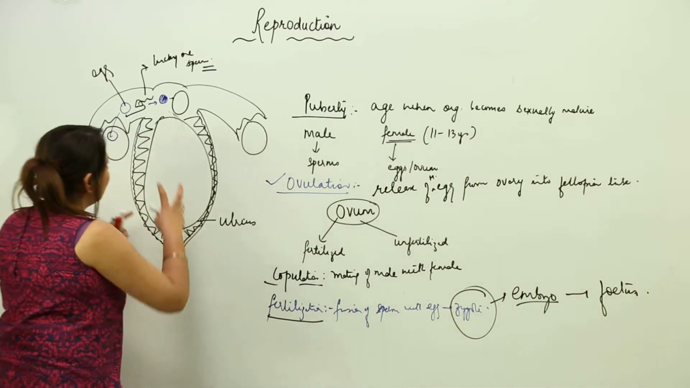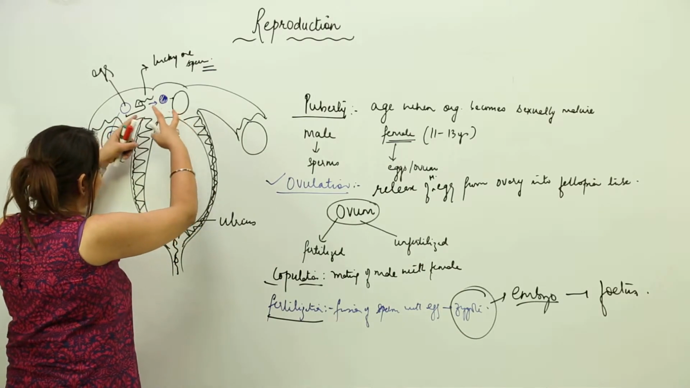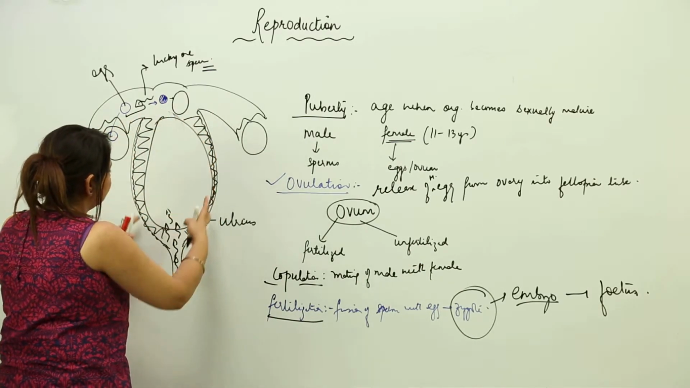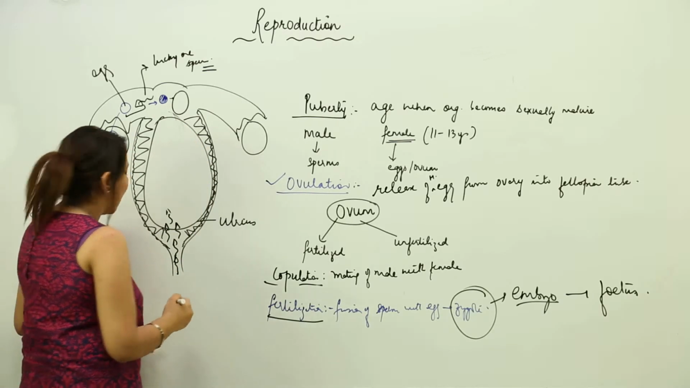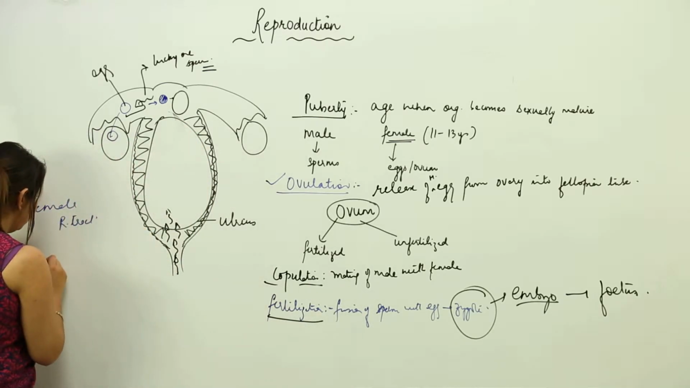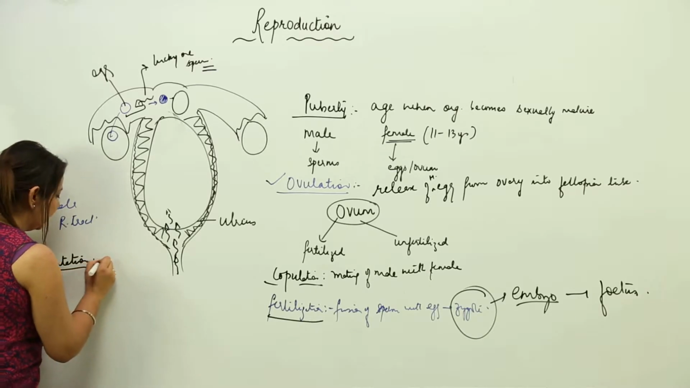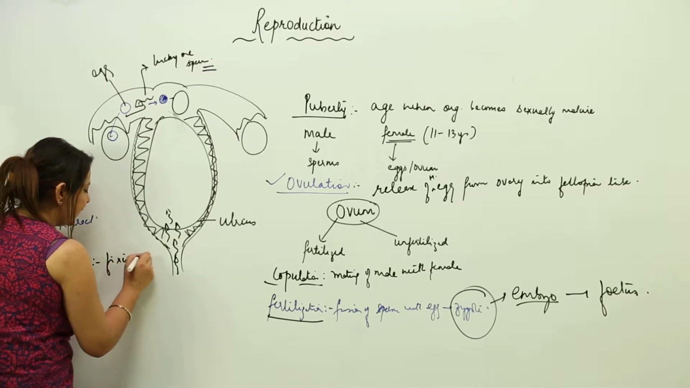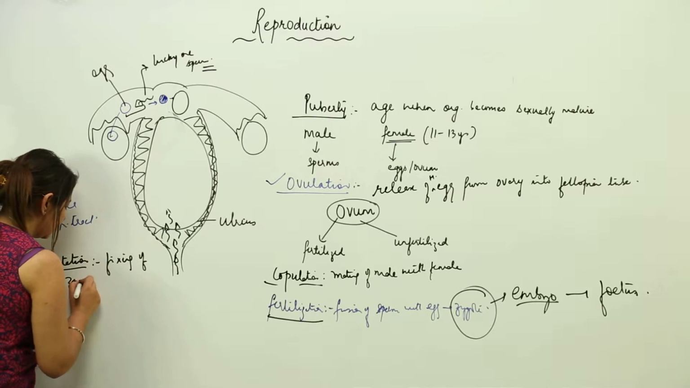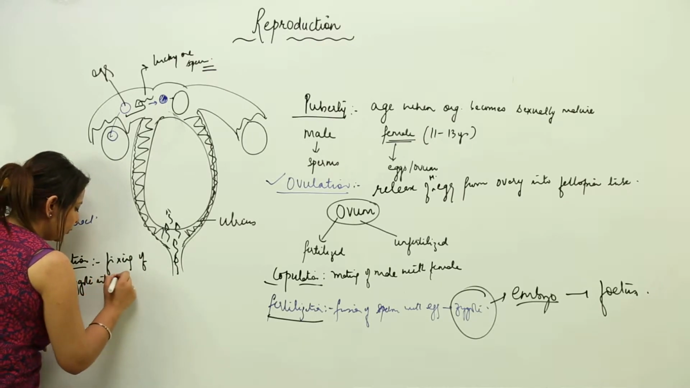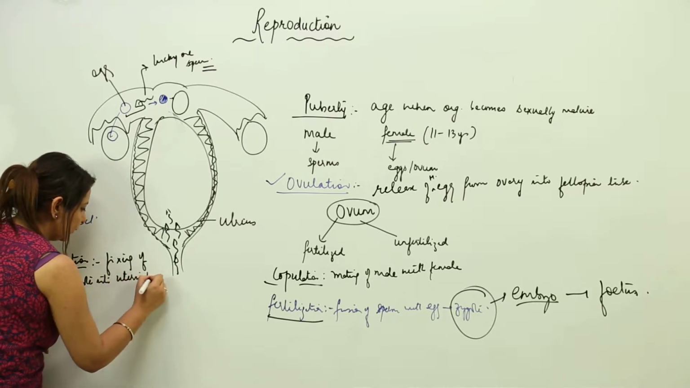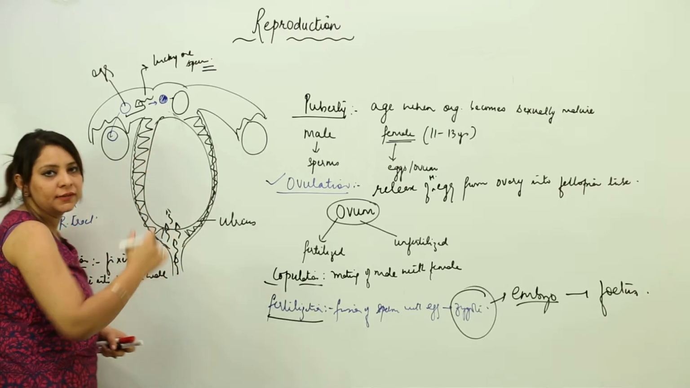So this embryo starts moving, becomes bigger in size and gets fixed here in the uterine wall. And this is called implantation. So what is that? It is the fixing of the zygote into the uterine wall. So it gets fixed here.